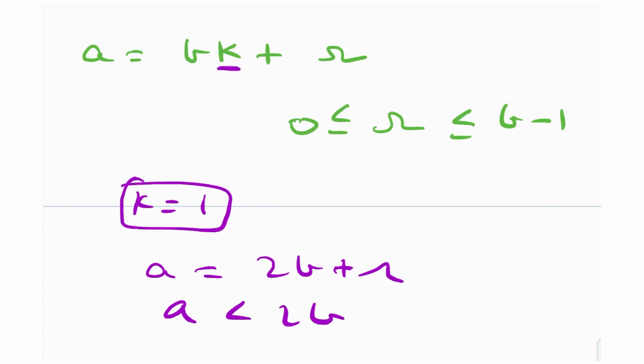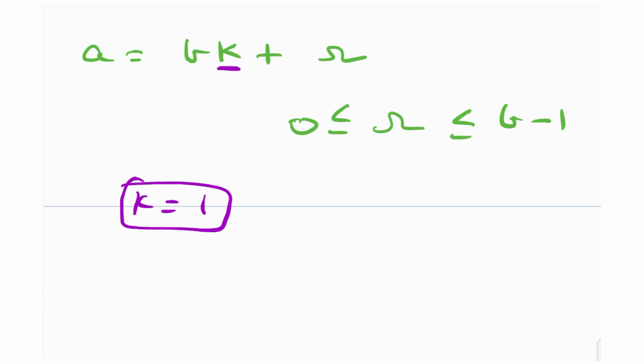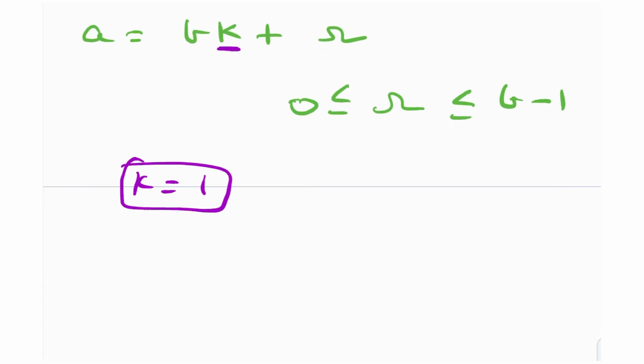Because if a is 2b plus r, that means a is at least 2b if not greater. Similarly, if a is 3b plus r, a is at least 3b if not greater. But that cannot be true, right? Because like I said, if we add another b, a is less than that, right? That was very fascinating. So k can only be equal to 1, right? Pretty cool, isn't it? So a is actually nothing but b plus r.